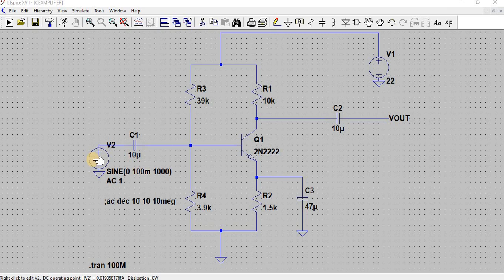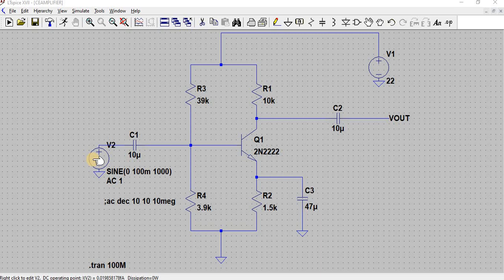Hello everyone. In this video we are going to see the operation of the common emitter and how it gets amplified, then we will see how biasing is used, and then we will see the frequency characteristics for the common emitter amplifier. So basically, the common emitter amplifier. In a BJT we have three terminals called emitter, base and collector.